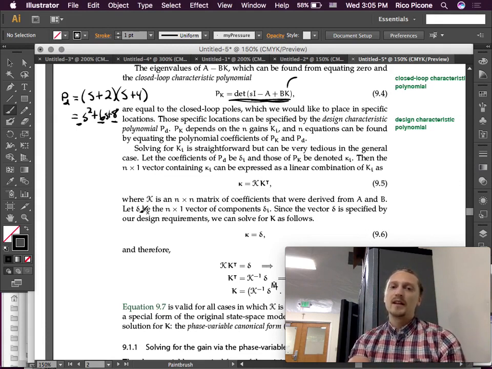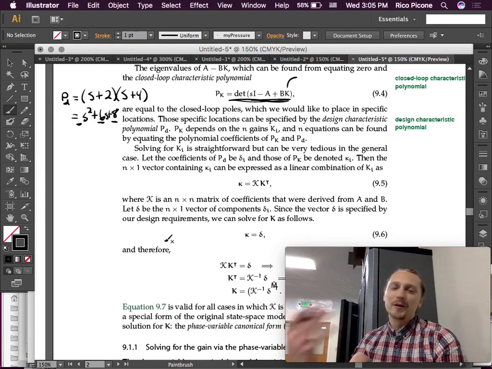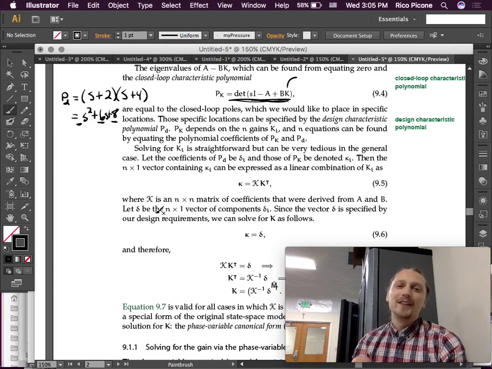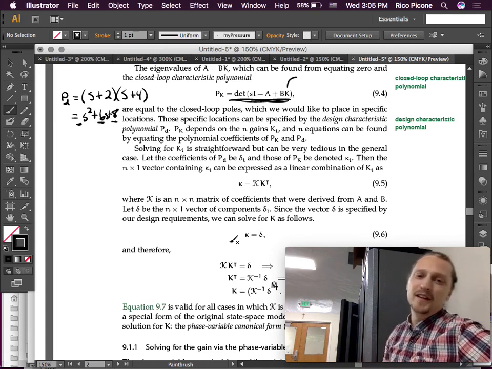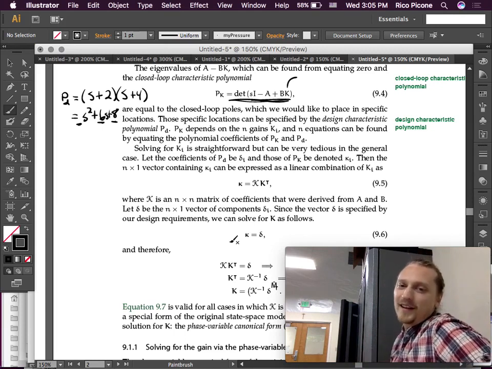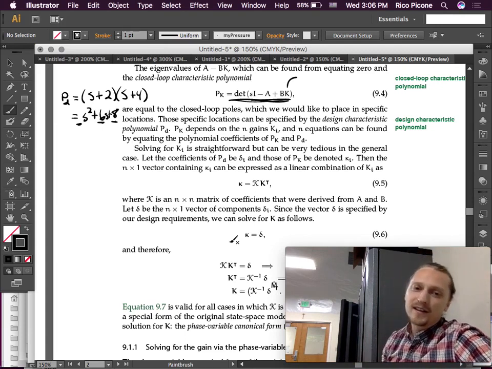Let delta be the n by 1 vector of components delta i. These are the design coefficients, the ones that we want. Since the vector delta is specified by our design requirements, we can solve for k as follows.